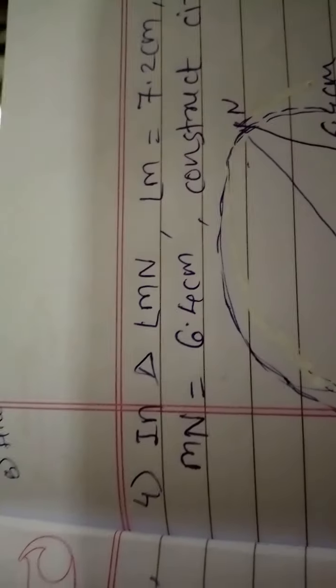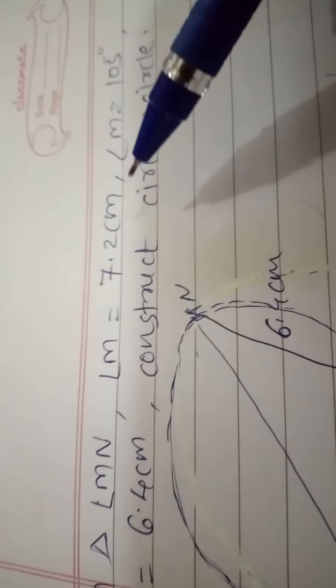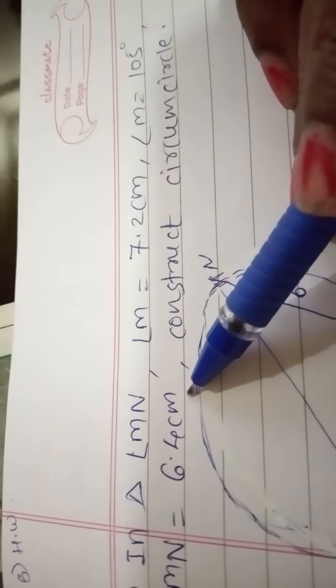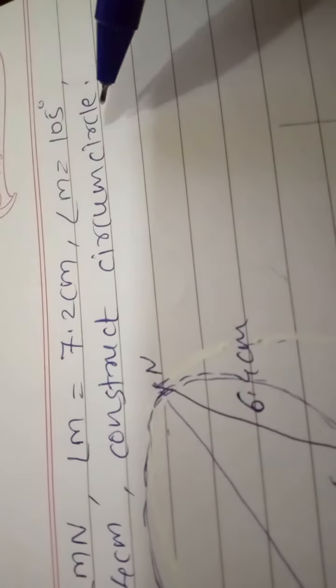Now see example number 4. There are total 5 examples. And I think you already know how to draw the circumcircle. So in triangle LMN, LM is 7.2 centimeter, angle M is 105 degree, and MN is 6.4 centimeter. And now we have to draw the circumcircle.